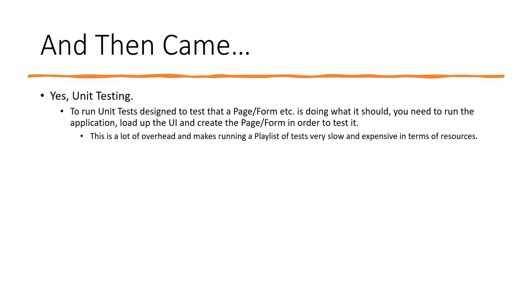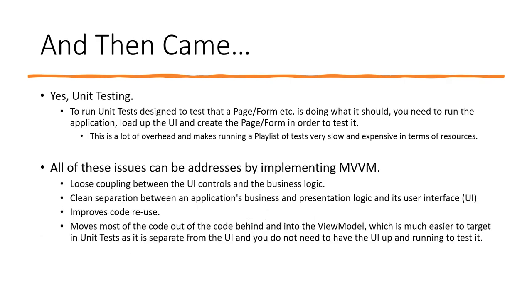Okay, actually, I guess it comes up right now, right? So anytime we want to run a unit test designed to test a page, a form, anything that's part of the UI for sure, well, you actually have to instantiate those objects. You got to load them up in the environment where they can run and live and be happy and so on, right? So that immediately puts a tremendous load. There's an overhead on running a playlist of tests and making it slow and expensive in terms of system resources as well, right? So all of these issues we can address with our new MVVM.